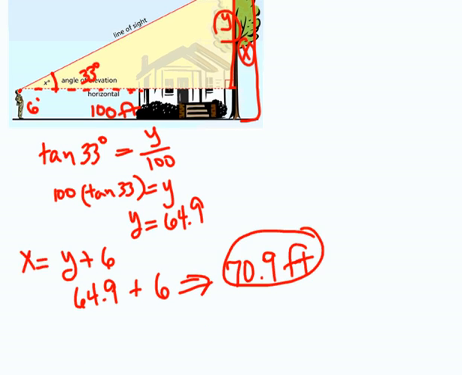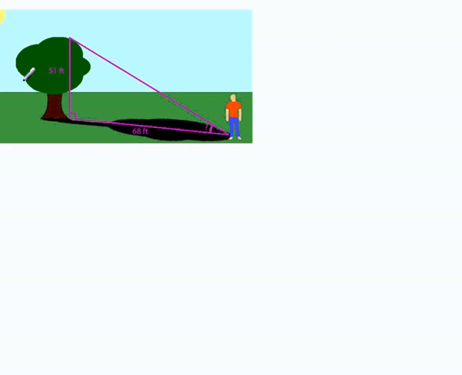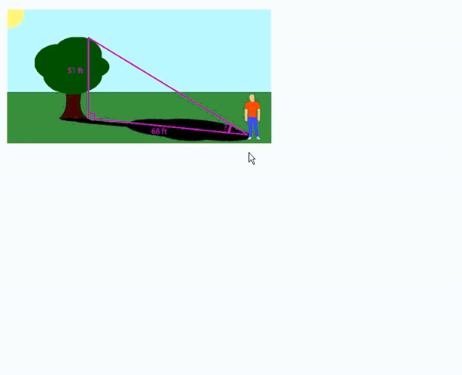Moving on, another example. The best way we can do this is just continually working. Looking at it from a different perspective, now we know the height of the tree. And from where we're standing, we are 68 feet away. So from the base of the tree, we're standing 68 feet from the tree. And we know that the height is 51 feet tall. We want to know the value of x, or let's be consistent. Instead of x, let's use theta.